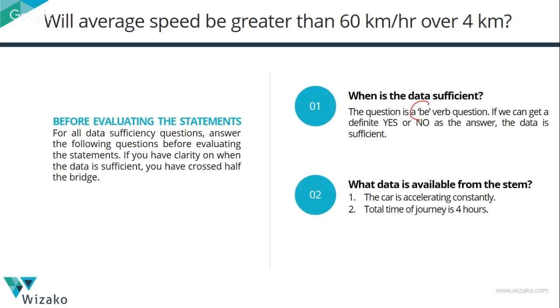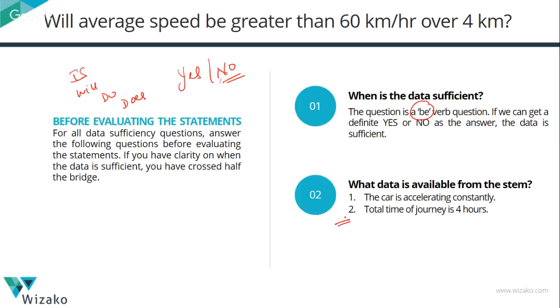It's a question that starts with a be verb. Anything that starts with is, will, do, does, all of these are be verb questions, the answer to such questions is going to be a yes or a no. If you get a conclusive yes, data is sufficient. If you're able to say, yes, the average speed is going to be greater than 60 km per hour, data is sufficient. If you answer conclusively stating that, no, the average speed can never be greater than 60 km per hour over this 4 kilometer window, then the data is sufficient. When is the data not sufficient? If you say, with this information, there is a possibility that it could be more than 60, and there is a possibility that it will be less than 60, then the data is not sufficient.